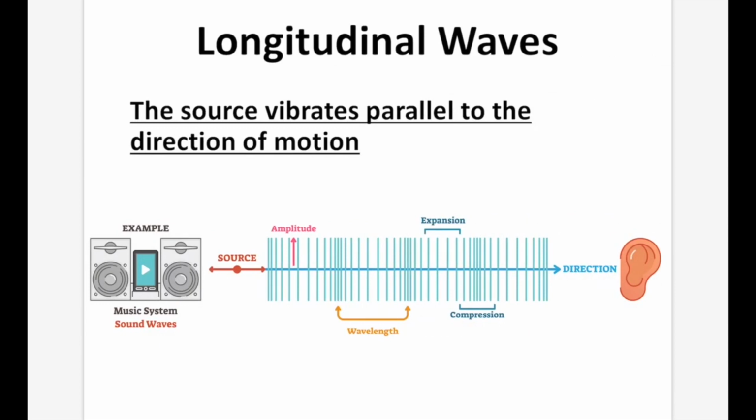The other kind of wave is called a longitudinal wave. In this case, the source vibrates parallel to the direction of motion. So an example of this would be sound waves. So what happens in sound waves is that you get a burst of energy coming out of something like a speaker or someone's mouth, and that compacts the air particles in front of it. As it does, it creates what are called compressions. When those compressions ease up, we get what's called an expansion. So a longitudinal wave is a combination of compressions and expansions as the wave propagates from point A all the way down to point B.